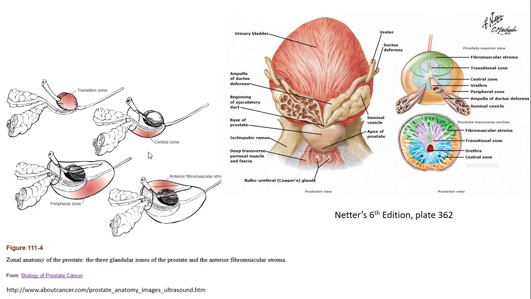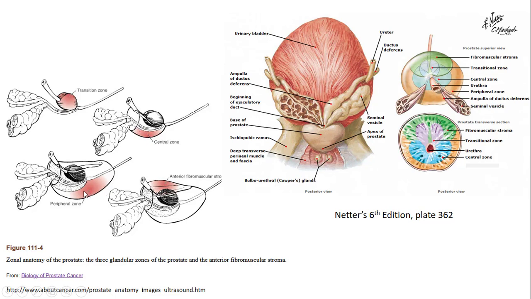And then if we look over at this area here, you get a little better view of each individual portion on its own. So you can see how the transition zone wraps itself around the urethra, and that causes some of the issues with the bladder and issues with urination and frequency, all those things. And then the central zone wraps itself around the ejaculatory ducts, which then go into the seminal vesicles. So you can see how those could be affected with tumors or cancers.